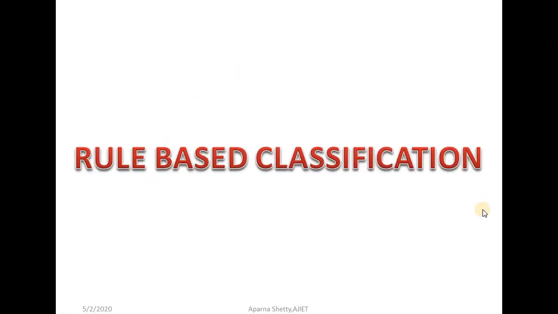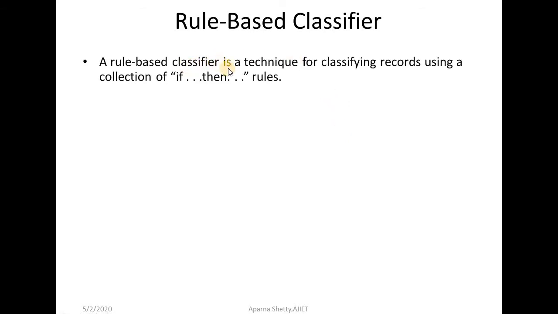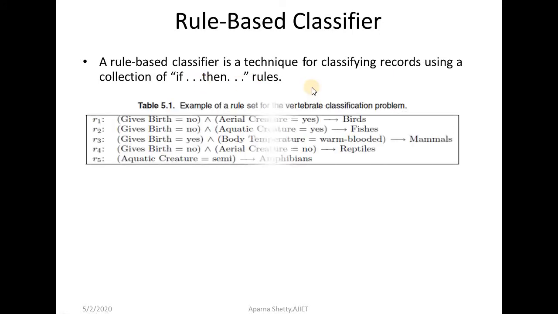So I will be discussing rule-based classification. First of all, let us understand what a rule-based classifier is. A rule-based classifier is a technique for classifying records using a collection of if-then rules. Examples of such a rule-based classifier: if you see here, we have 5 rules. So which are the 5 rules here?